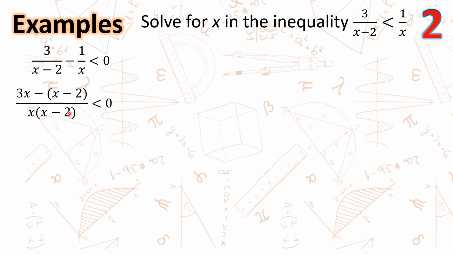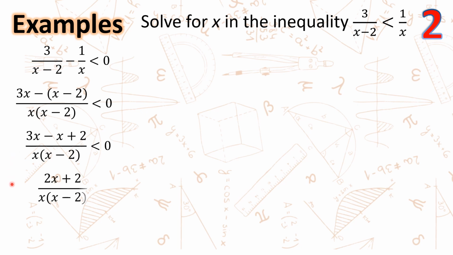divided by x minus 2, then multiplied by 3. So we have 3x minus the LCD divided by x times negative 1. So we have minus quantity x minus 2. Getting rid of the parentheses in the numerator, we have 3x minus x plus 2 all over x times x minus 2 less than 0. So 3x minus x is 2x. So we have 2x plus 2 over x times x minus 2 is less than 0.